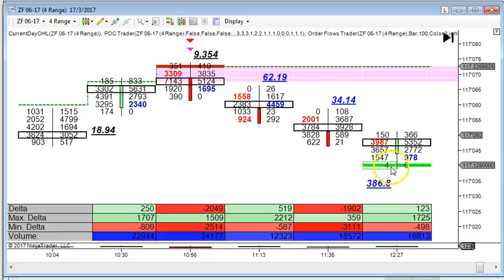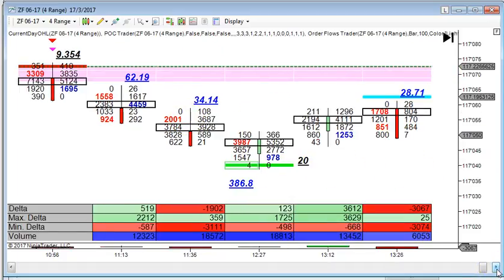Then you reach down here, you've got a bullish ratio, but you've had a nice move from 117.05 and a half down to 4.5. That's a 4 tick move in the 5 years.